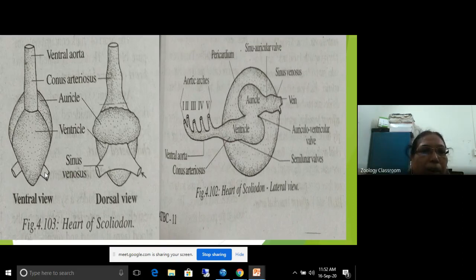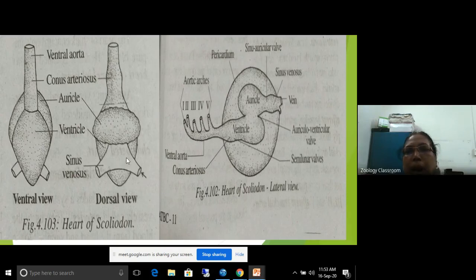These are the two veins, the cardinal veins. This is the formation of the sinus venosus. The cardinal vein formation opens into the auricle. This is the auricle, then the ventricle, and this is the conus arteriosus. So this is the ventral view. On the lateral side there are the cardinal veins, ventricle, auricle, and conus arteriosus.